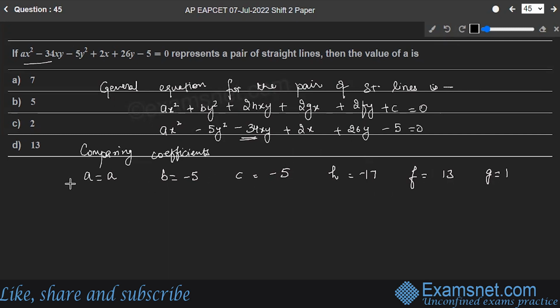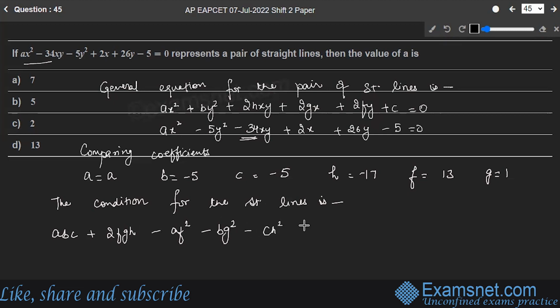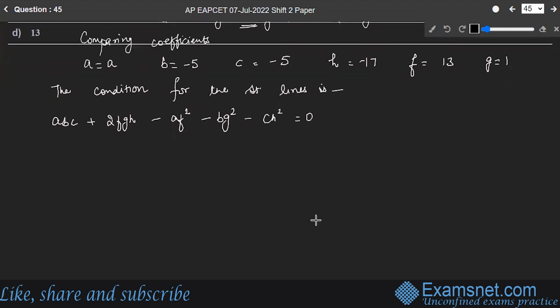Now, the condition for the straight lines is abc plus 2fgh minus af squared minus bg squared minus ch squared is equal to 0. So now let's fill in the values. a is a, b is minus 5, c is minus 5, plus 2, f is 13, g is 1, and h is minus 17, minus a, f is 13.